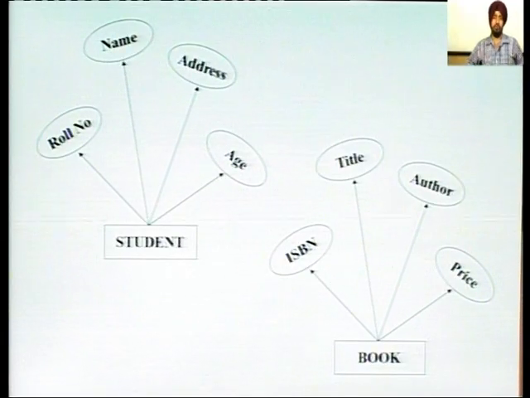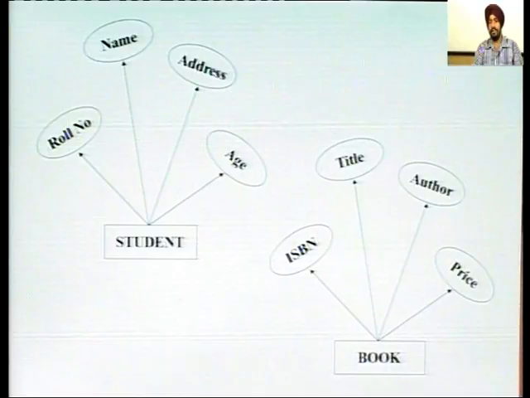This is an example of entity and attribute. In the first diagram, student is an entity and roll number, name, address and age are the attributes of the entity student. That means they are the properties of a student entity, and each attribute is drawn in an oval shape in the ER diagram.